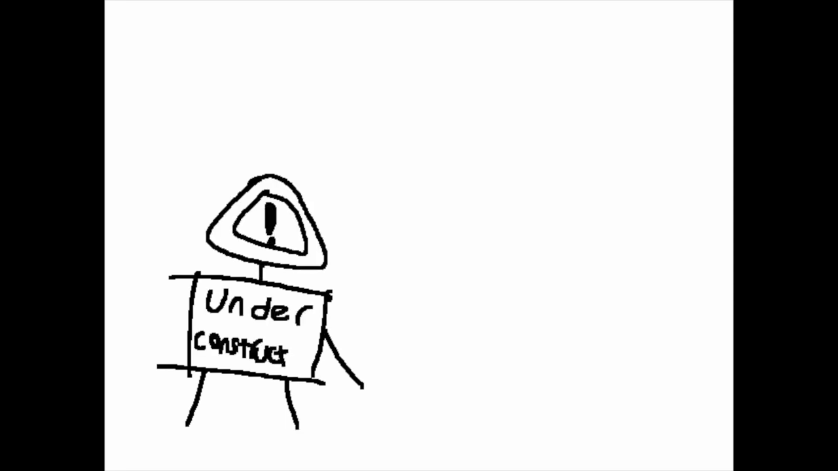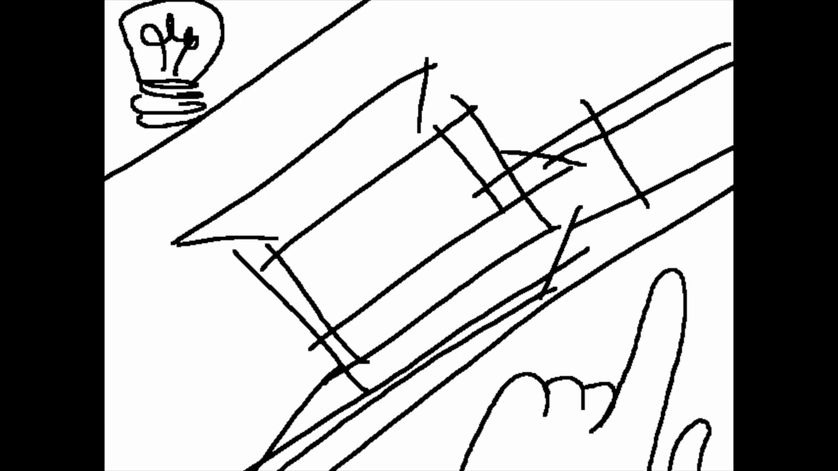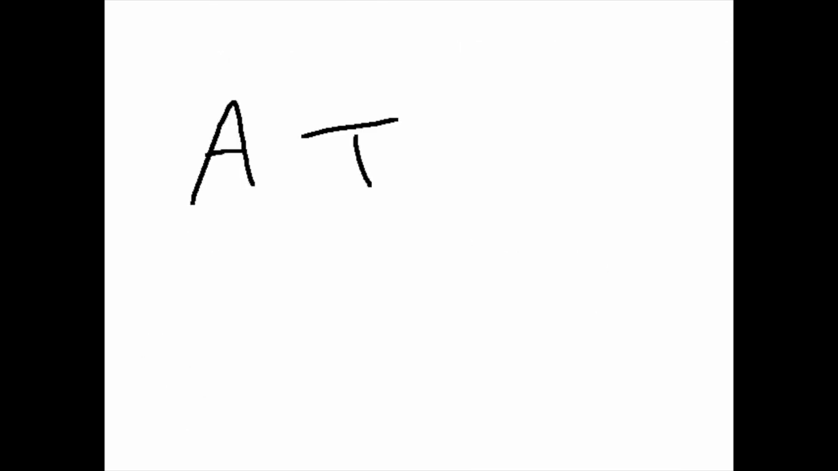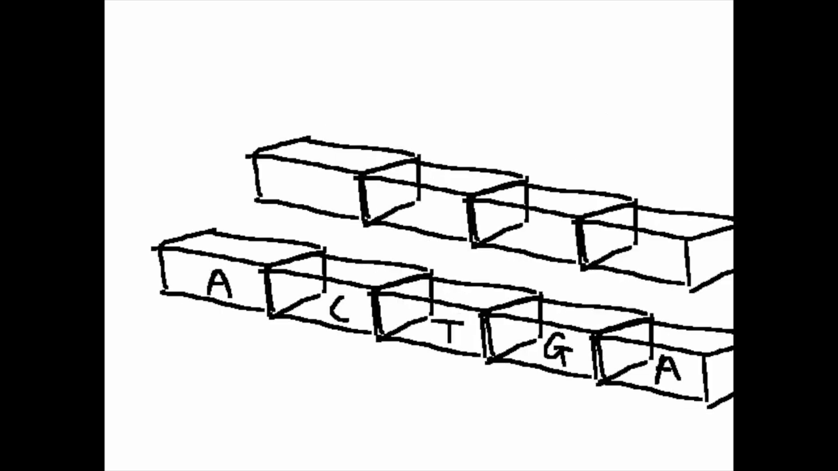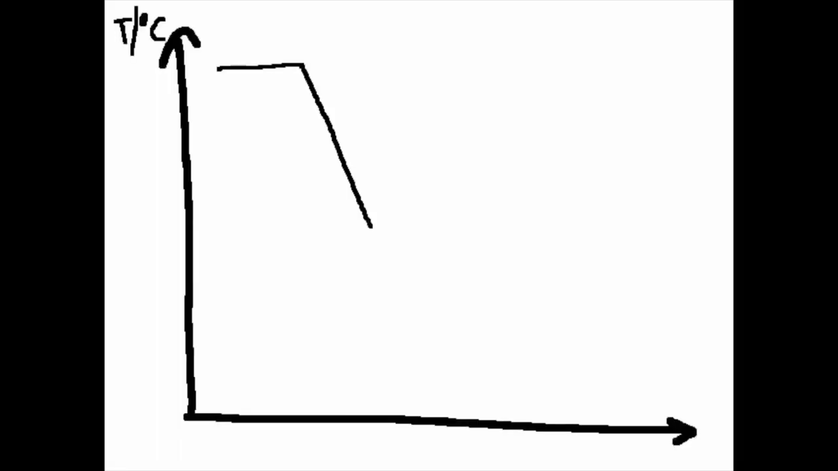Let me use a metaphor. If we think of it as a construction site, DNA template would be the blueprint. Primers would be the signs telling you where the construction starts and ends. Nucleotides are our raw material, like bricks. DNA polymerase are the workers putting the bricks together. To make the enzyme work, temperature is the key. The whole process relies on a cycle of varying temperatures. To achieve this, we mix our ingredients and put them in an apparatus called a thermocycler.